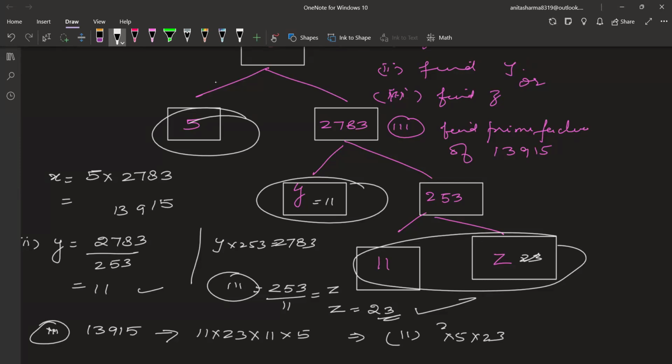This type of question has already been asked in your board exams, beta, in case study questions. So see, this question came for 4 marks, because a case study contains 3 questions, each one carrying 4 marks, right? So have all understood this question, beta? Yes, ma'am.